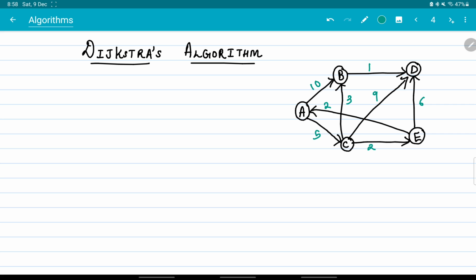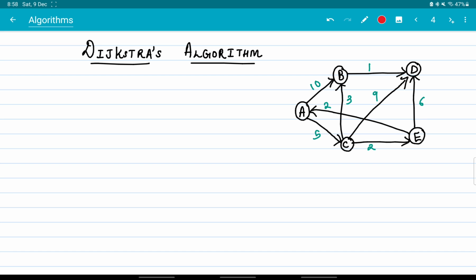So in today's video, we'll be discussing how to apply Dijkstra's algorithm for a directed graph. In our previous videos, we have seen how to apply the same algorithm for an undirected graph. Now in this video, we'll be dealing with it, but in case of a directed graph.